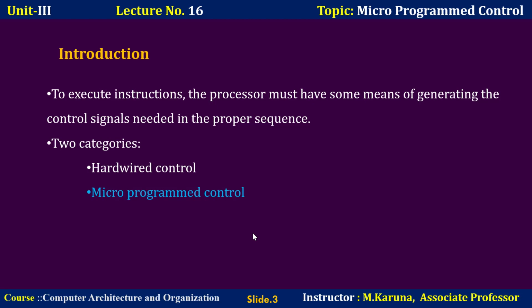Introduction. To execute instructions, the processor must have some means of generating the control signals needed in the proper sequence. There are two ways to implement the generation of control signals: hardware control and microprogrammed control. Last class we saw how the control signals are generated by the hardware circuit to coordinate all the actions specified by the instruction. Now in this video we will concentrate on microprogrammed control.